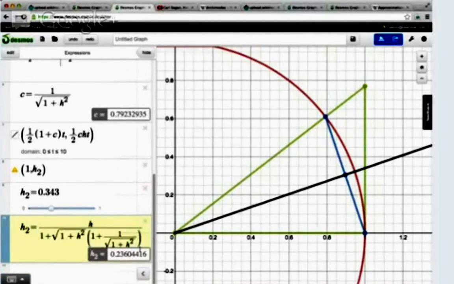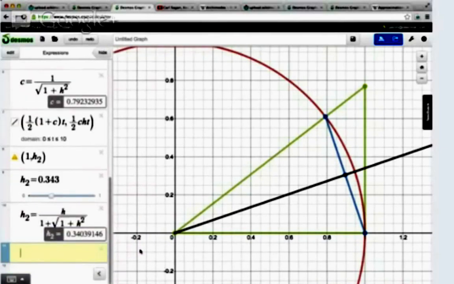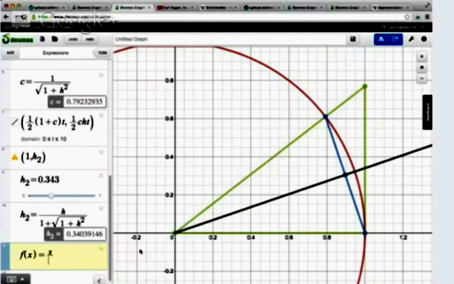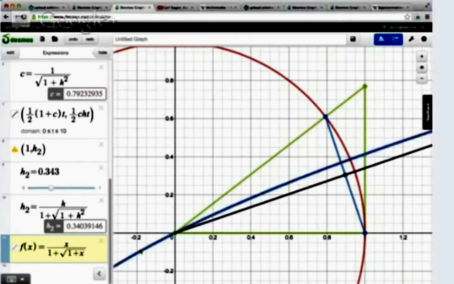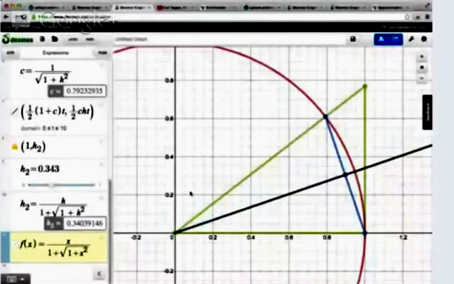Okay, so we did a bunch of geometry, a bunch of algebra, and we finally get to h2 as a function of h. And just to emphasize that this is a function, I'm going to go ahead and define it again as f of x. F of x equals 1 plus the square root of 1 plus x squared. No, we don't need to see this just yet.